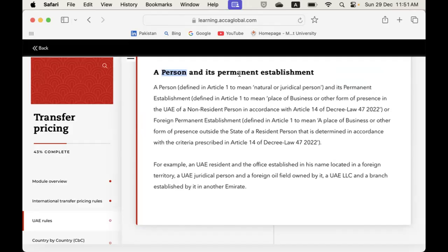Why? Because a qualifying free zone person may be set up in a designated zone or a free zone, and it may have a branch in the mainland. That's the only exception in which case this branch will be taxed separately. Those provisions we may come to at a later stage, but for now please remember there's only one exception to this. Otherwise, a branch or a permanent establishment is seen as an extension of the original company. A person and its permanent establishment, or foreign permanent establishment. Again, a foreign permanent establishment is a branch or business presence which is in another country outside UAE.